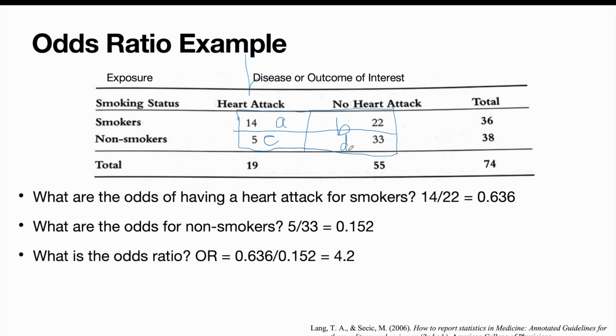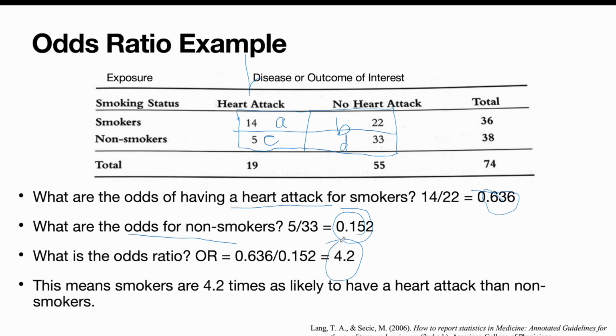Then we find the odds ratio. So this is what we're looking at. We're looking at the ratio of the odds of having a heart attack for smokers to the odds for having a heart attack for non-smokers. So we take our odds for smokers having a heart attack, and we take our odds for non-smokers having a heart attack, and we come up with our odds ratio, which is 4.2, which means that smokers are 4.2 times as likely to have a heart attack than non-smokers.